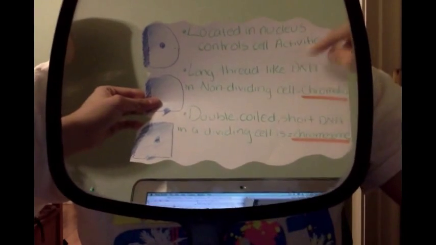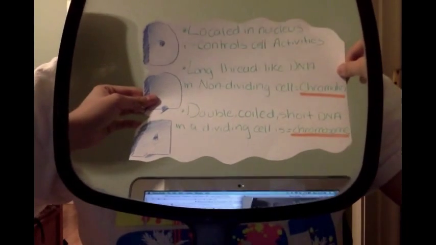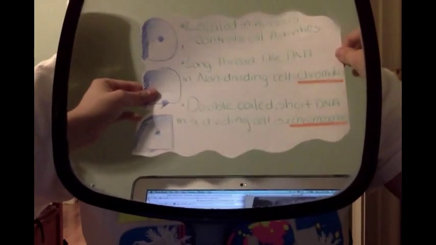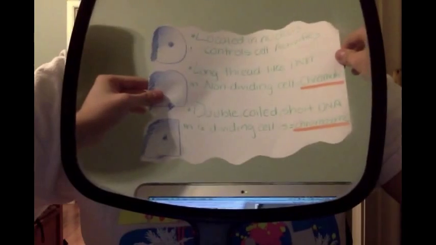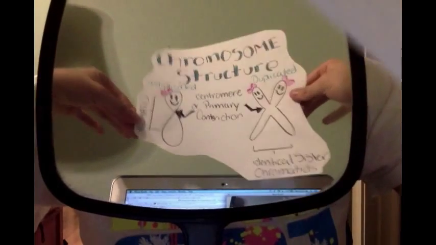The two main pieces that we were talking about, the chromatin and the chromosome, just remember that the chromatin is a long thread-like DNA. It's in a non-dividing cell. The one that is in a dividing cell is a double-coiled short DNA. That's your chromosome right there. So how those play roles in the chromosome structure, here I did a little diagram to kind of break it down for us.